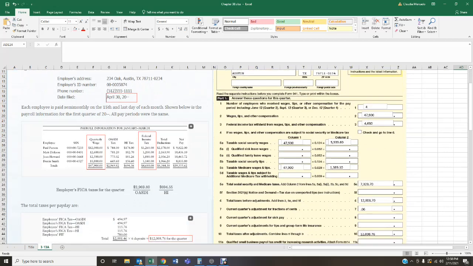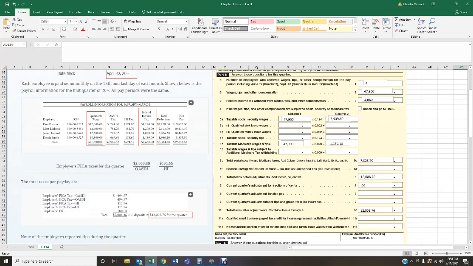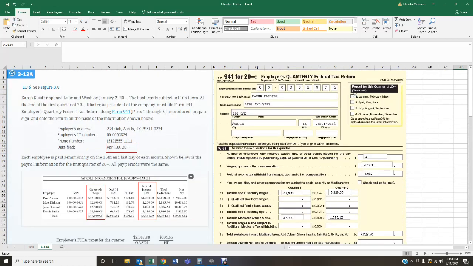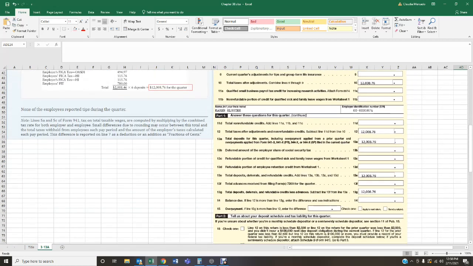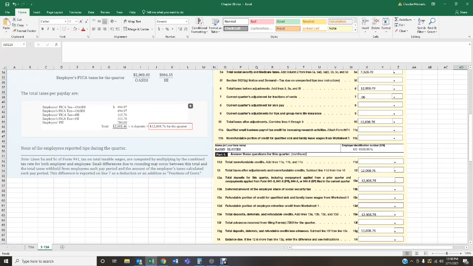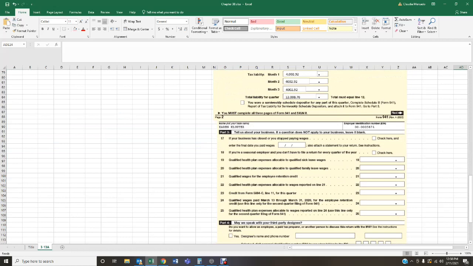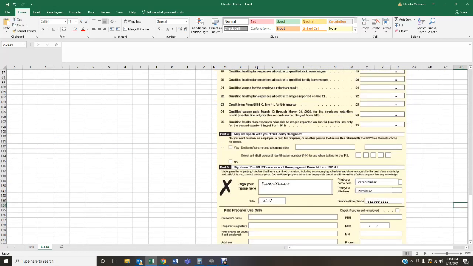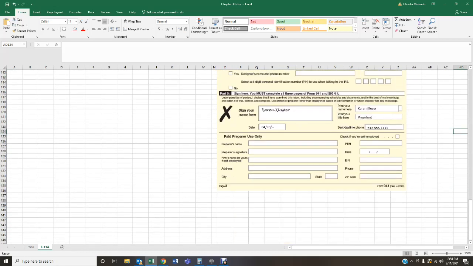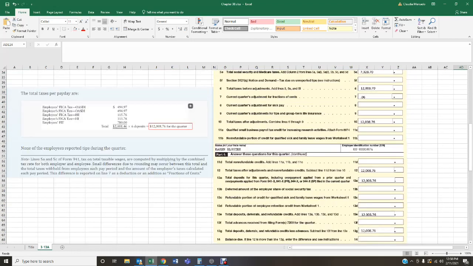The bottom section, it was just a matter of locating the information in the problem, which was already provided for us. So we went through all of the line items. We calculated our total, and made some adjustments for the current quarter's adjustment. So we finished the form. We distributed the tax liability amongst the 3 months in the quarter. And then we completed by signing and dating the actual 941.